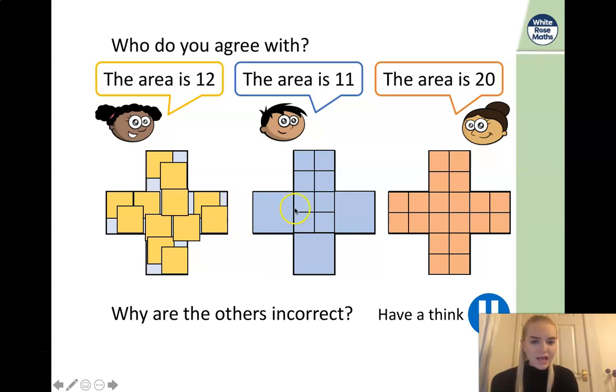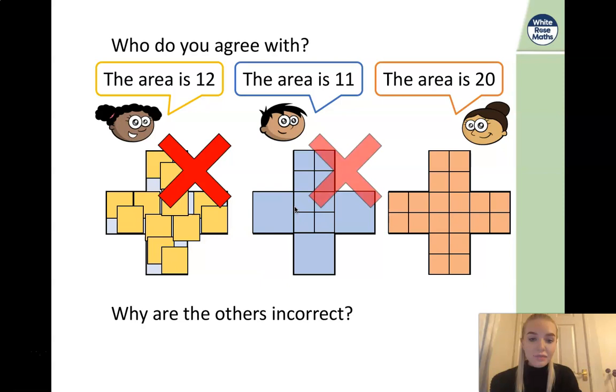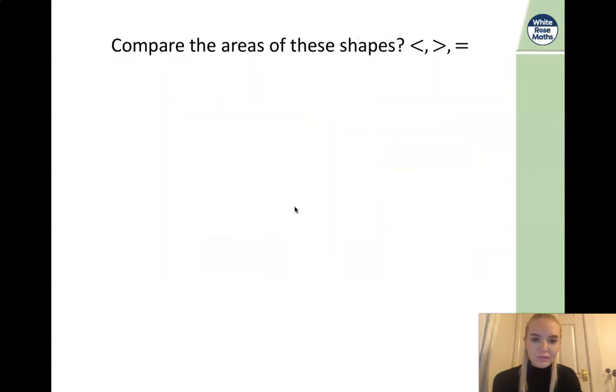The second person hasn't used squares all the same length. They've got some big squares, some little squares. So we know that's not accurate either. But the final person is accurate. She hasn't got any gaps in her area. The squares are not overlapping and they are the same size. So the first one is incorrect, the second one is incorrect, and the final one is the correct way to work out area using squares.